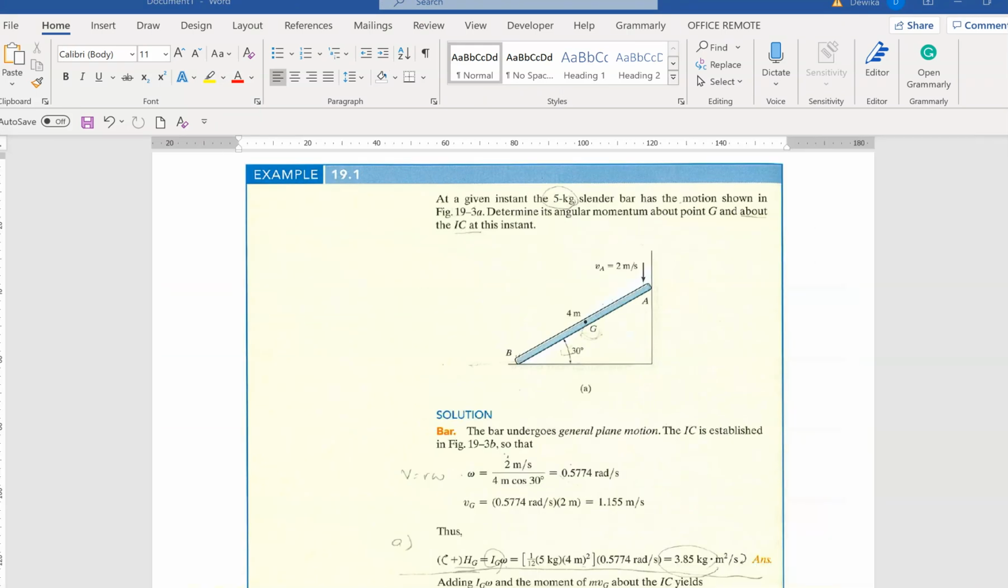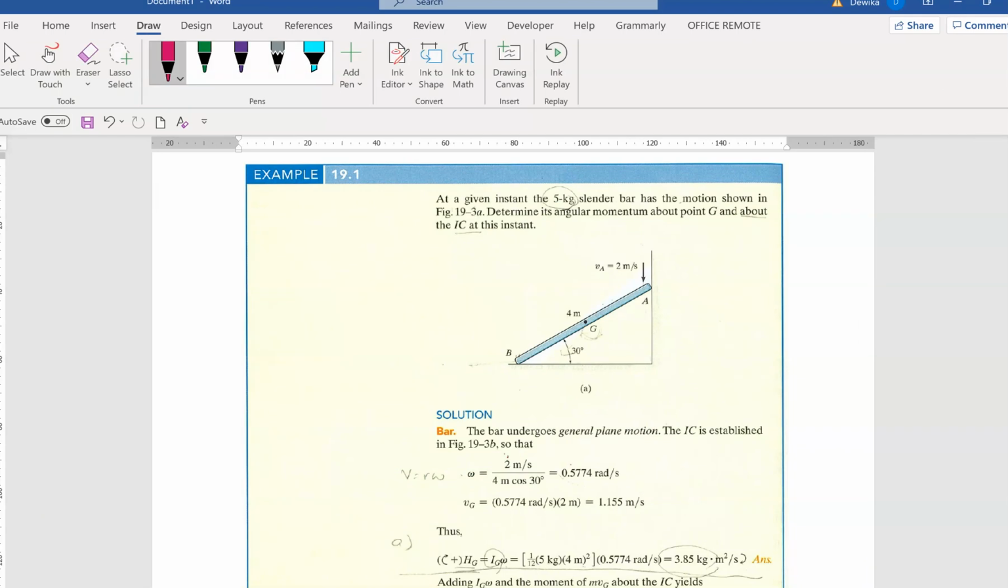At a given instant, a 5 kg slender bar has the motion shown in figure 13.a. Determine the angular momentum at point G. They want Hg, and also the angular momentum about the IC at this instant.